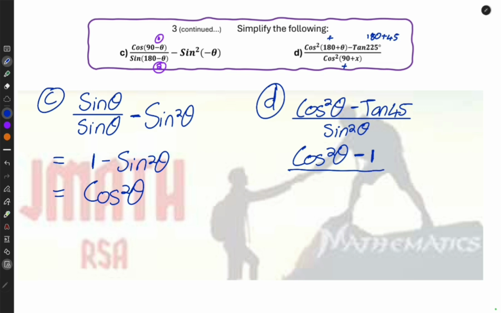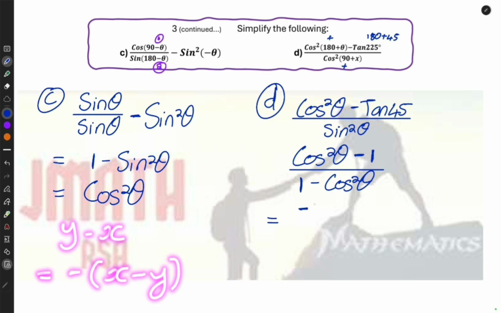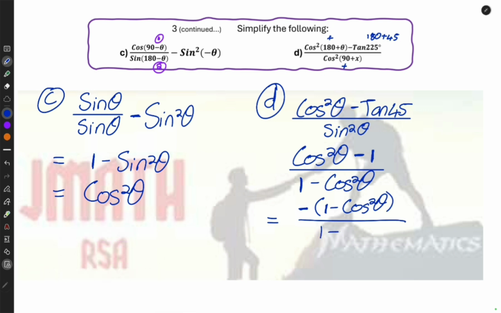And at the bottom, I can actually change sine squared into 1 minus cos squared theta. Now, with one of them, I can do a sign change, grade 9. So I'm just going to do it at the top and say this is then 1 minus cos squared theta over 1 minus cos squared theta. They cancel out, and the answer is just minus 1. There we go. Those were the reduction sums. Can be tricky, but once you know your rules, it's actually quite easy.